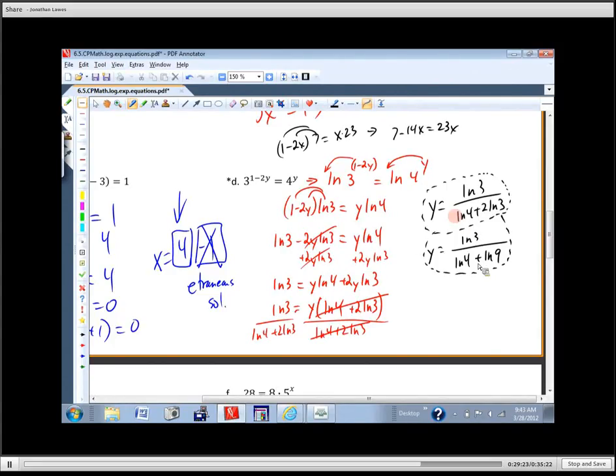Caitlin, what can I do with these? Put them together. Logarithms change addition to multiplication. So this is going to be y equals the ln of 3 over ln of 4 times 9 is 36. Now, can I cancel the 3 with the 36?